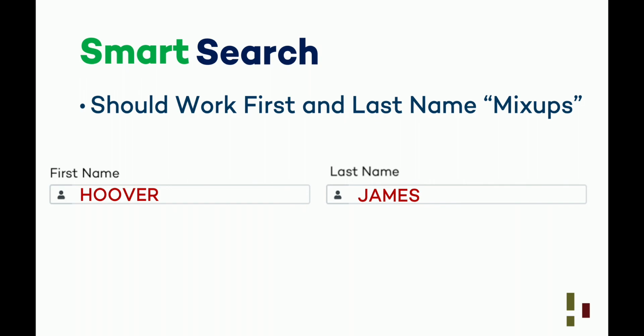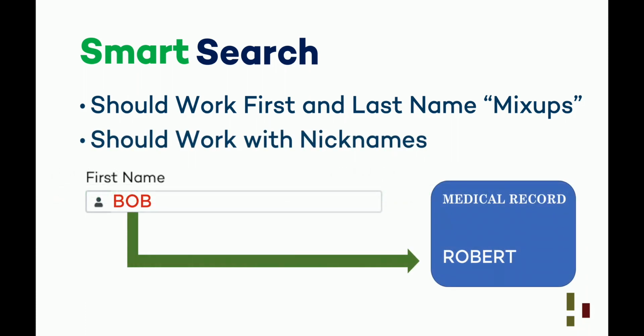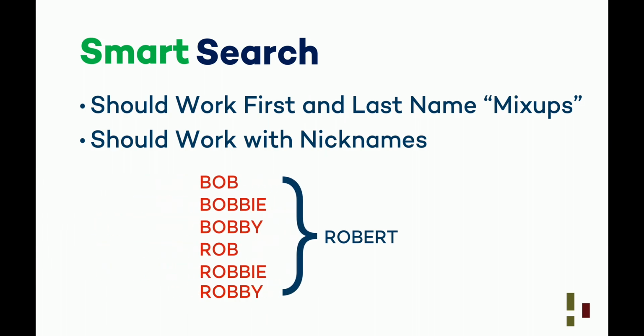That means it should work when the names are mixed up, like first and last sometimes are in reverse positions. If a name accidentally appears in a middle name versus the first name or a last name, smart search should still work. And smart search should work with nicknames. Bob, Bobby, Rob, Robbie, and all kinds of spellings of each should always match with Robert for the correct patient, albeit with a small score degradation, but they should still match.